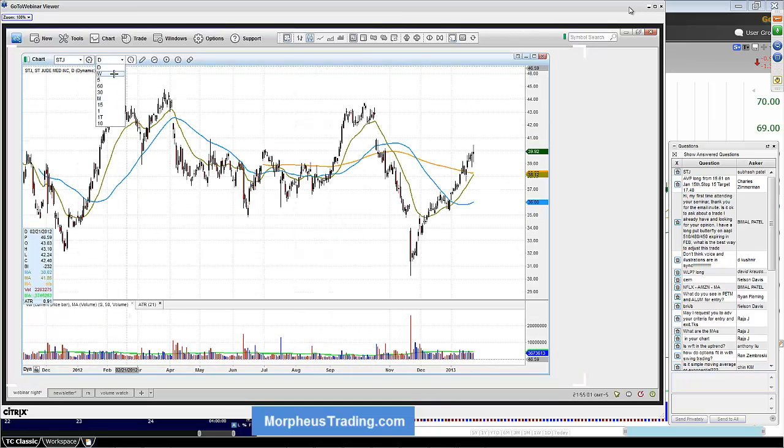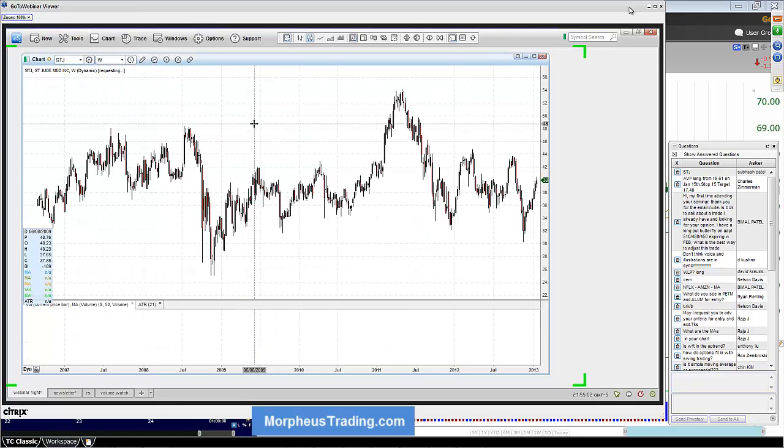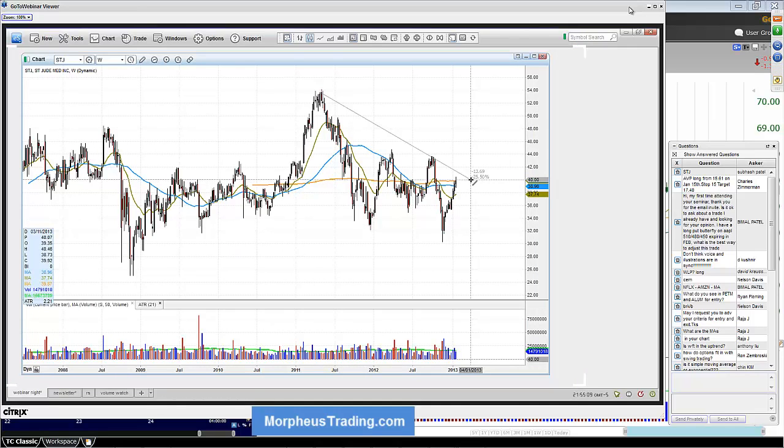STJ on the weekly chart, I'll just go over some weeklies so I can see what's going on a little quicker. Really nothing going on. It's actually rallying into resistance up here. It's probably a place to get out if you're long, and move into something that's moving a little bit better.